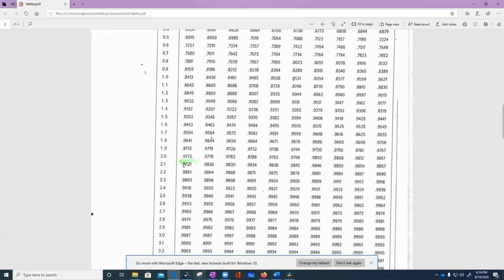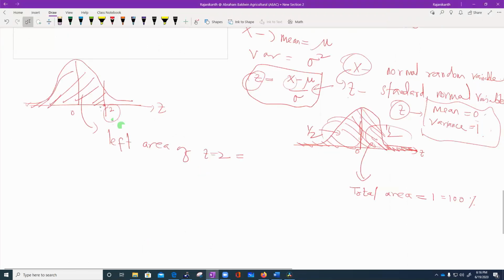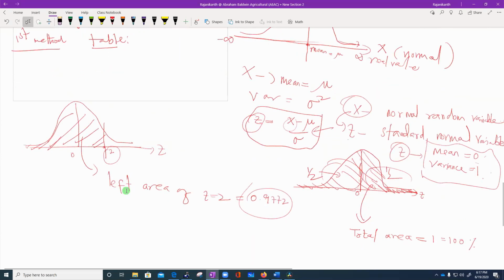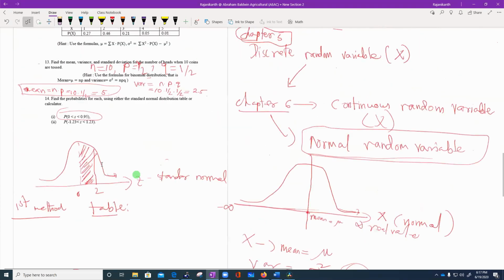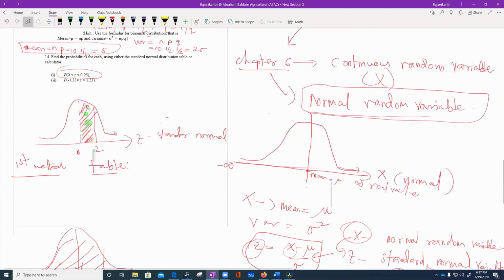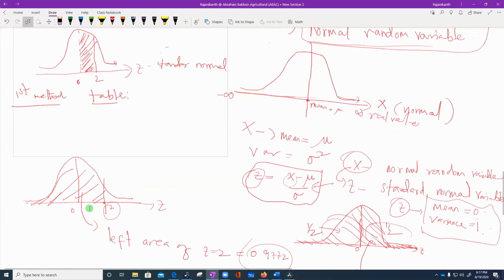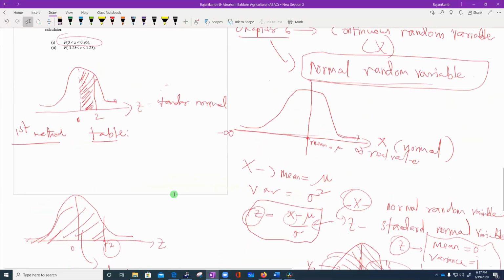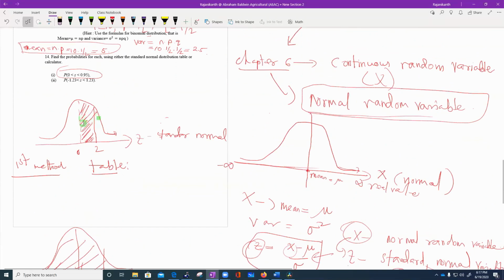Okay, 0.9772. So that is the area you will get. So this is basically the area I colored here, the left side area to that point 2. That makes sense? Yes, sir. Now you have to think a little bit. If this is the case, then what is this colored area? I need only the 0 to 2 area. So how do you find this area? You could make use of the answer we just got. What is that area?